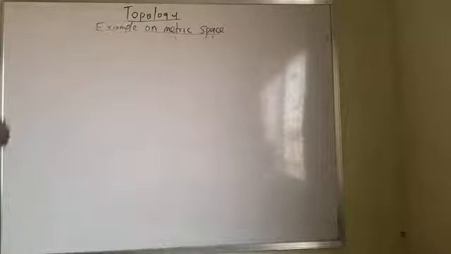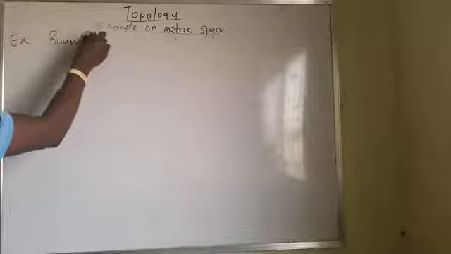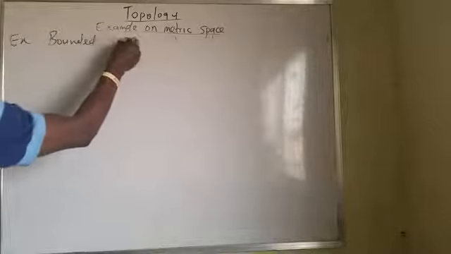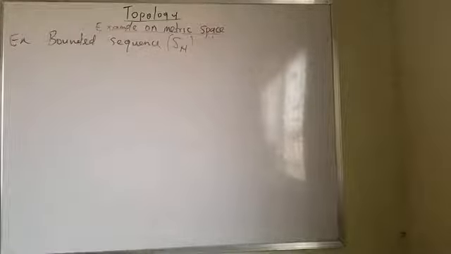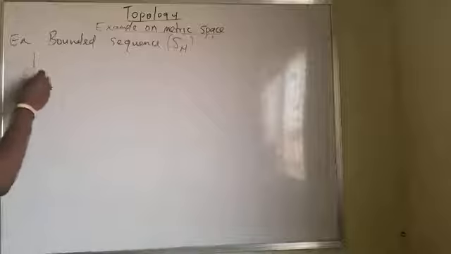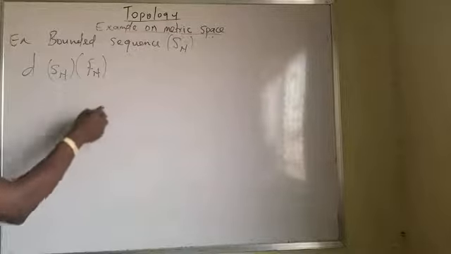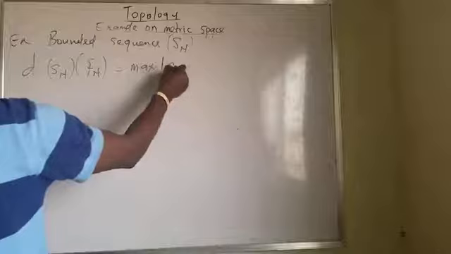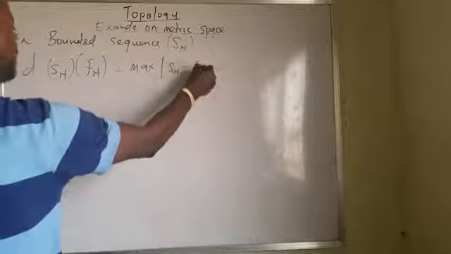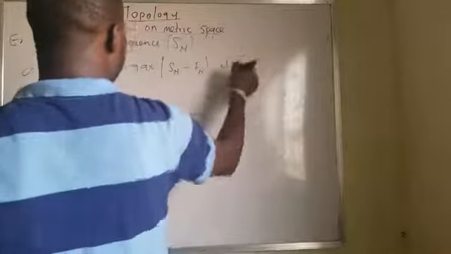Okay, the next one you need to understand, which is another example, we'll be talking about bounded sequence, or bounded sequence of s of n. Now, if I have something like this, for instance, I have two functions, s of n and f of n. These are two functions. Now, it means it will be the maximum of s of n minus f of n, for all n belonging to the real numbers. Please take note of that.